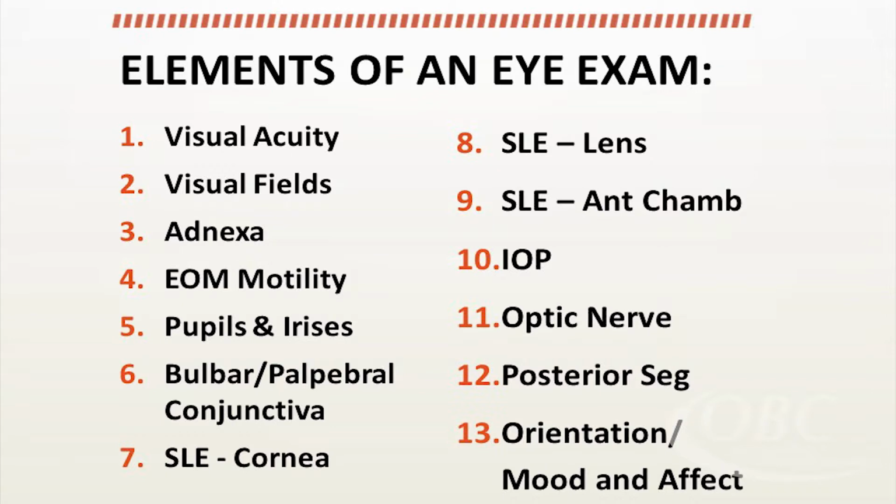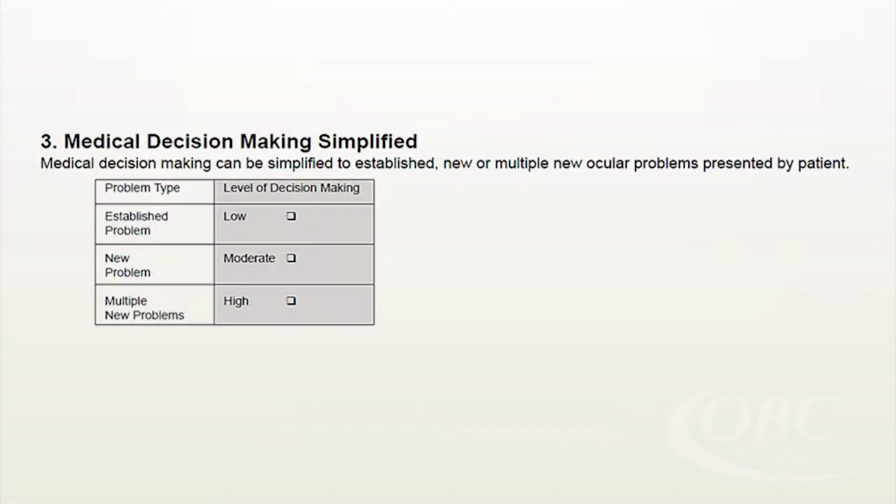The elements of the exam may be very similar between a medical and routine exam. However, how you choose which test to perform is very different. Often during a routine eye exam, you will perform the same tests in the same order on every patient, which is fine. However, for medical exams, each test performed should be medically necessary for the patient's condition you are diagnosing and treating. Medical decision-making helps to differentiate medical from routine exams.